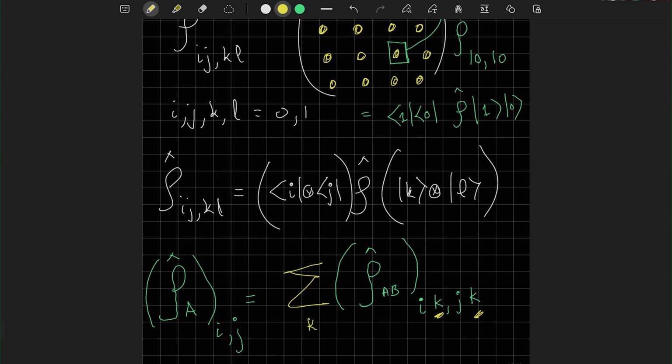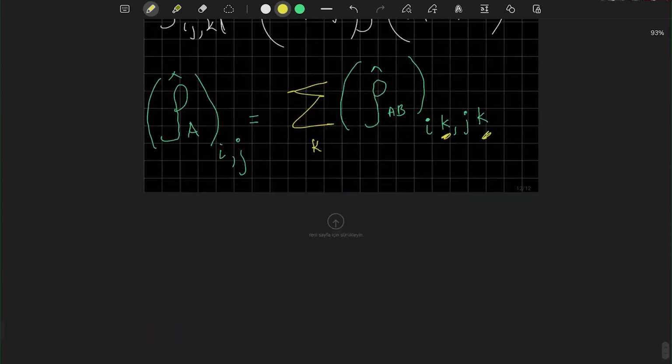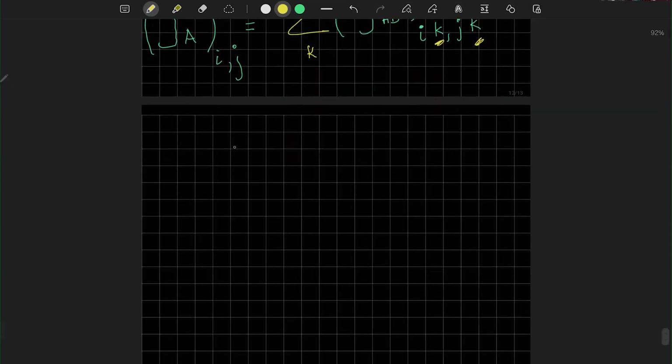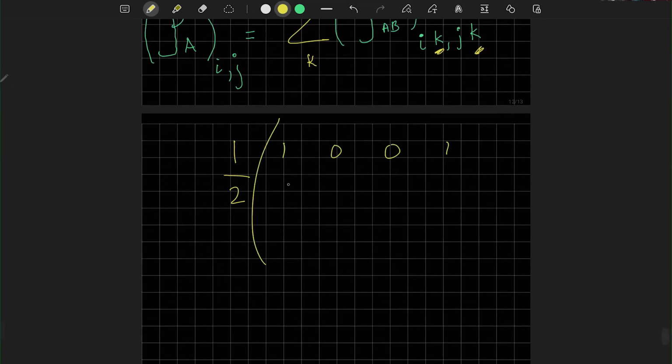And in this fashion, let's implement this on a maximally entangled state. Let's find the reduced density operator for a maximally entangled state. So a maximally entangled state, the Bell state, is this.